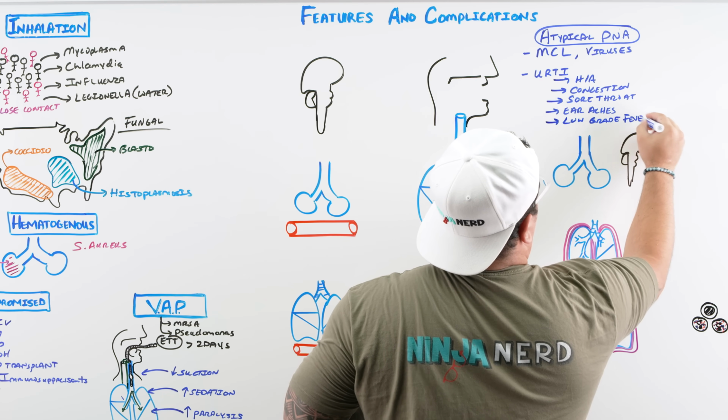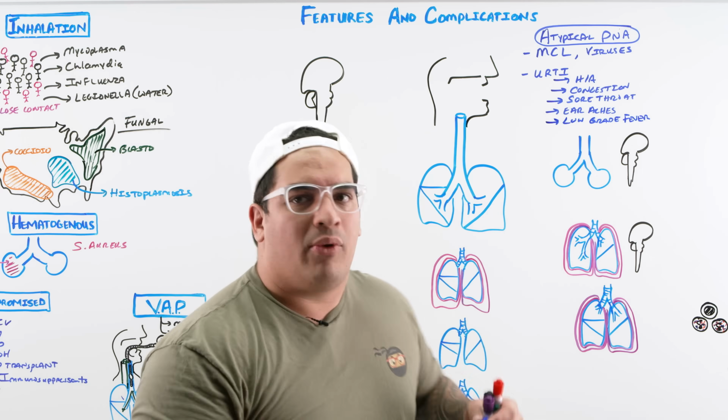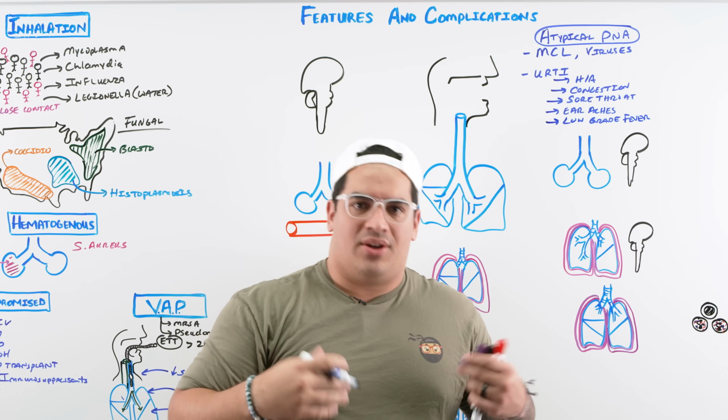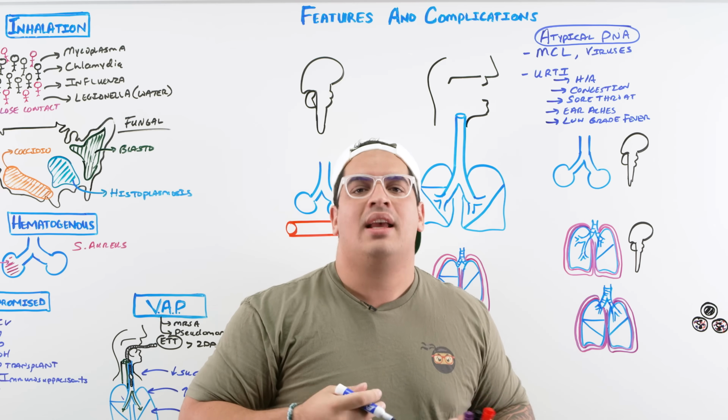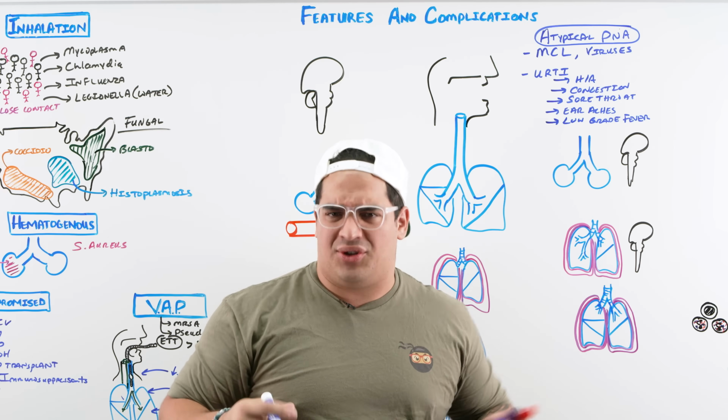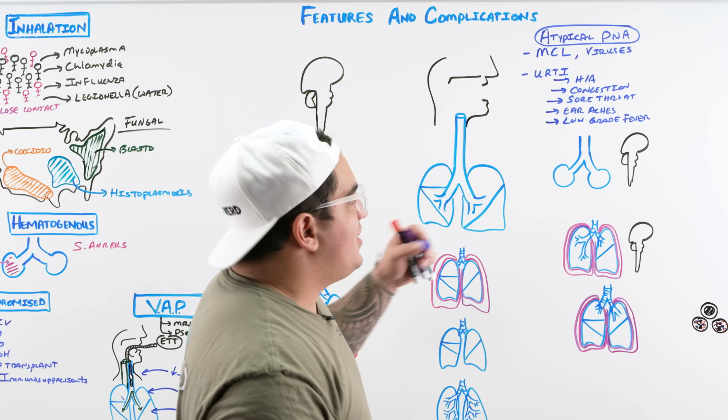Okay. But these would be the big things to think about. Upper respiratory tract infections are really going to be the key things. So headaches, sore throat, nasal congestion, earaches with the bullous laryngitis, and then again, some low-grade fevers, myalgias, arthralgias, things like that.